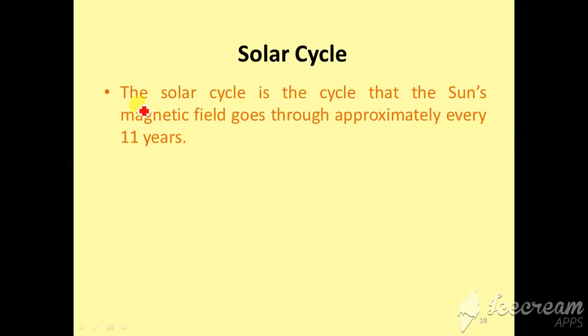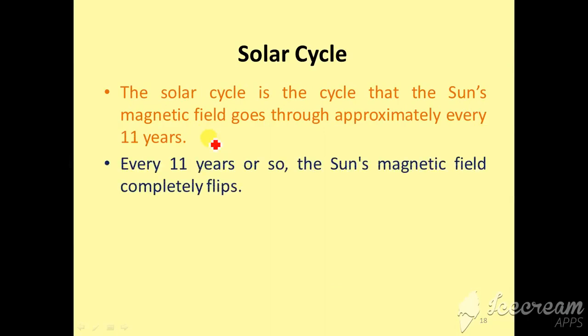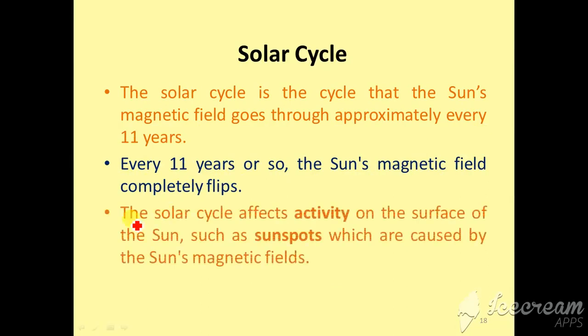Solar cycle. A solar cycle is the cycle that the sun's magnetic field goes through approximately every 11 years. I have already told you, every 11 years or so, the sun's magnetic field completely flips. So the flipping of the poles occurs every 11 years. The solar cycle affects activity on the surface of the sun, such as sunspots, which are caused by the sun's magnetic fields. So, basically, the solar cycle represents the change in the solar magnetic field over the course of time.